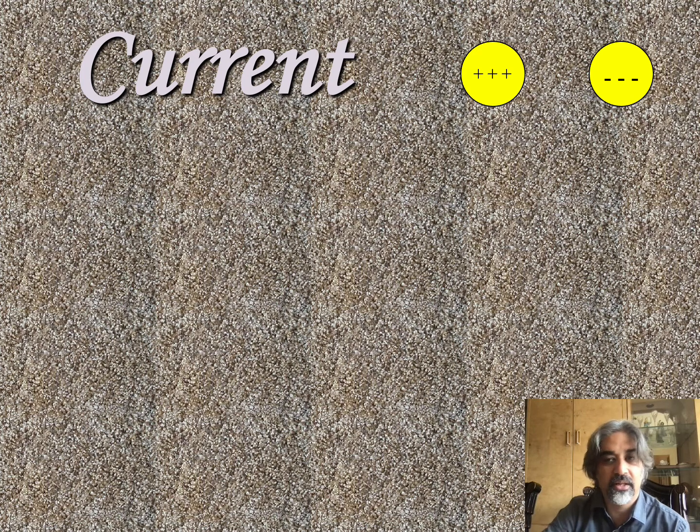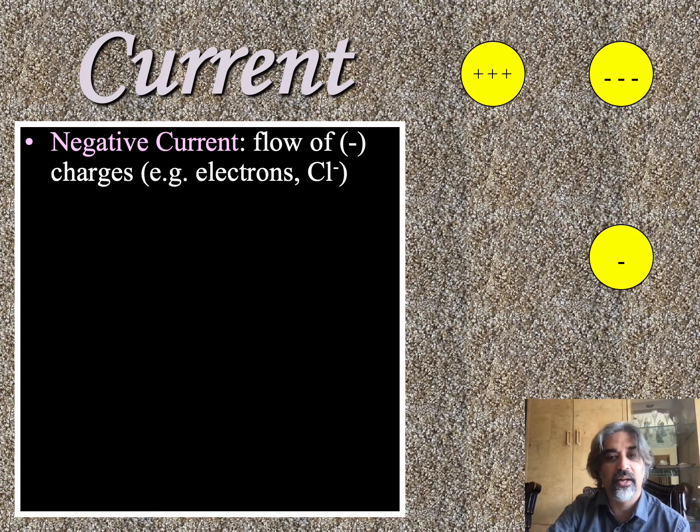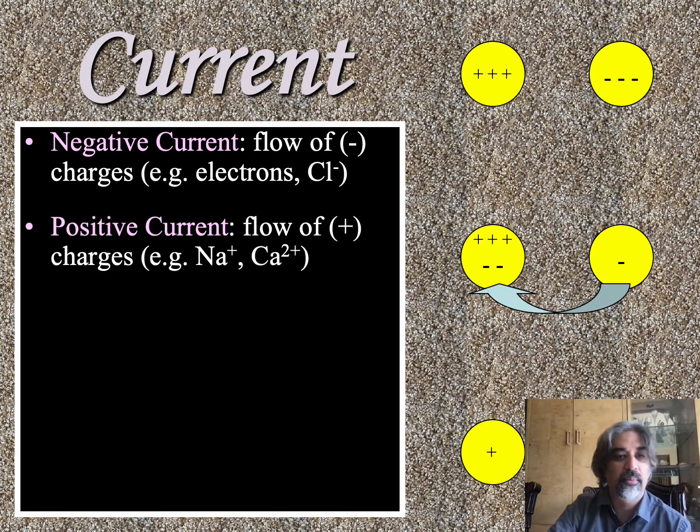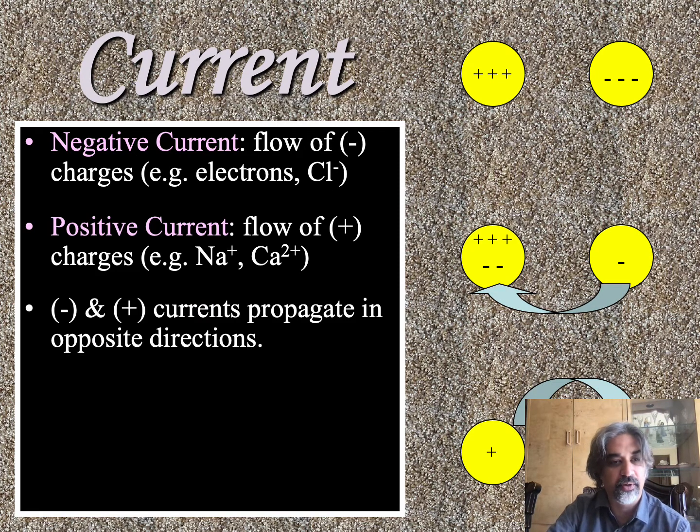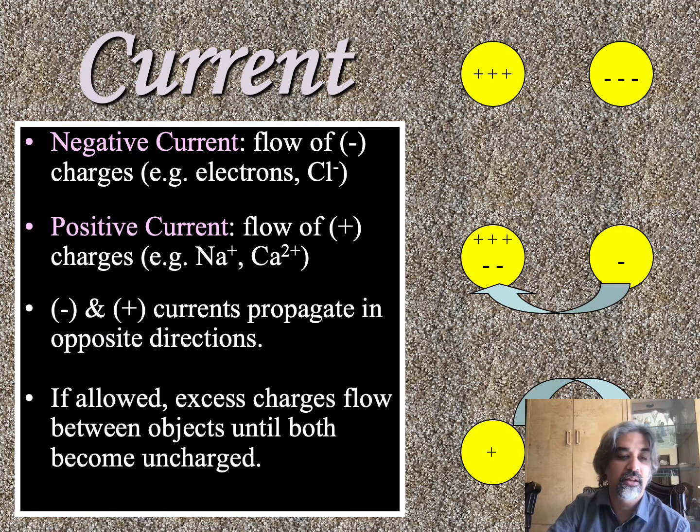So here we see two volumes. One has positive charges and one has negative charges. Negative current is when negative charges are flowing. Positive current is when positive charges are flowing. And negative and positive currents propagate in opposite directions. If allowed, all the excess charges will flow between objects until both become uncharged or are of similar charge.